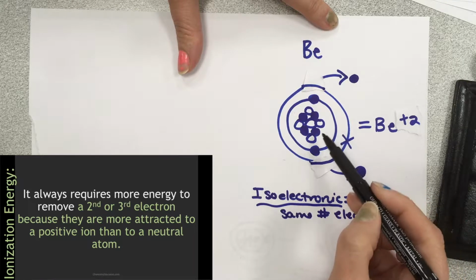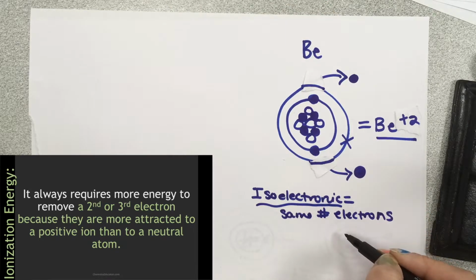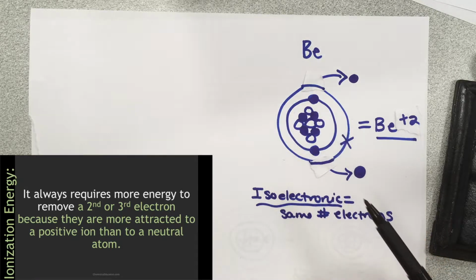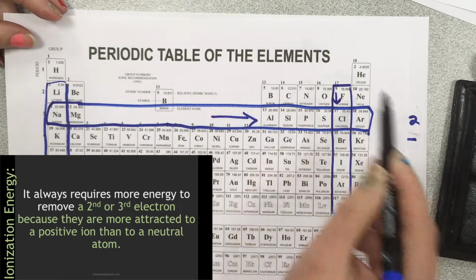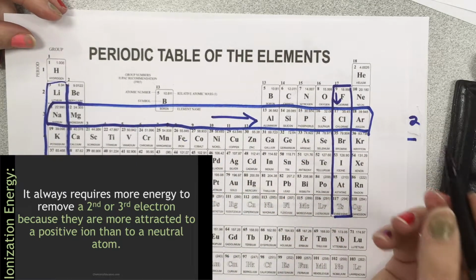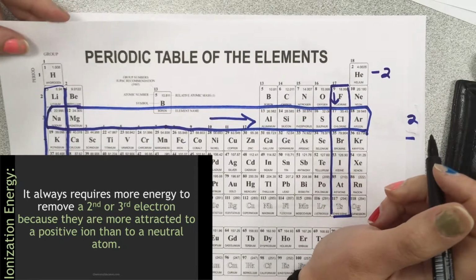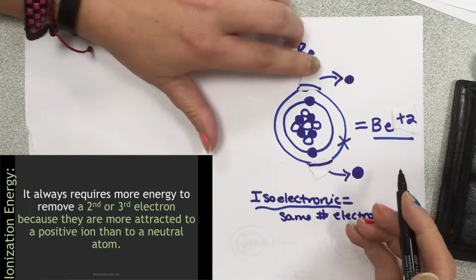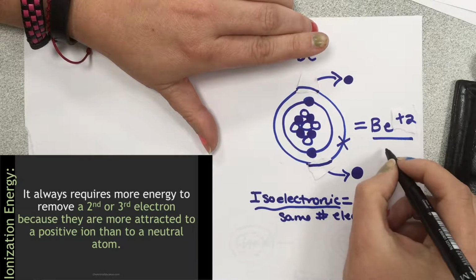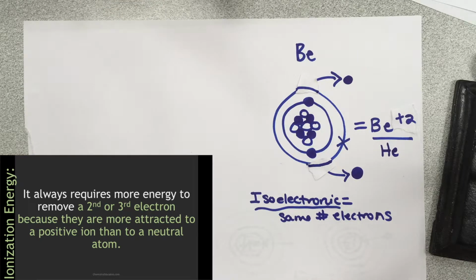So now, if you'll notice, the ion beryllium +2 is isoelectronic with something. So if we only have 2 electrons, we're going to look and see what it's isoelectronic with. The only thing that has 2 electrons, other than beryllium +2, would be helium. Helium has 2 electrons. So that means beryllium with the +2 charge is actually isoelectronic with helium, the noble gas helium. So it's stable, it's very stable.